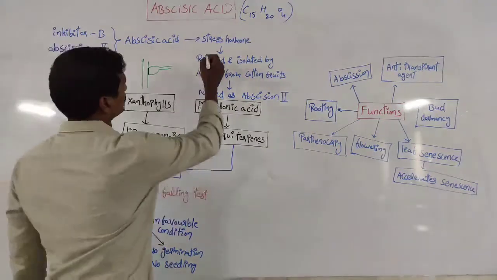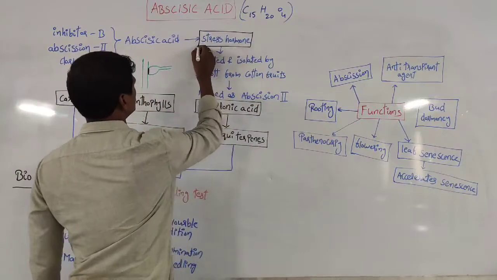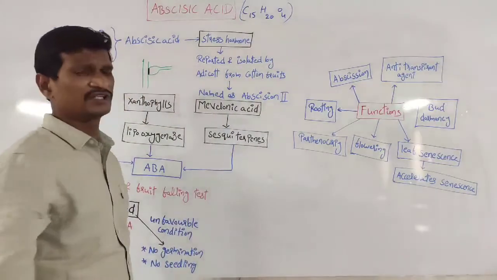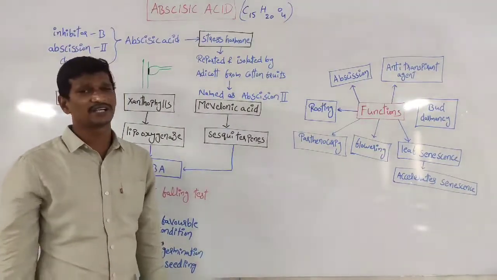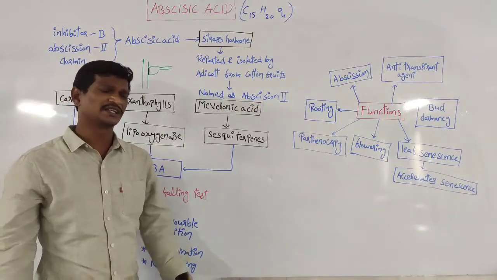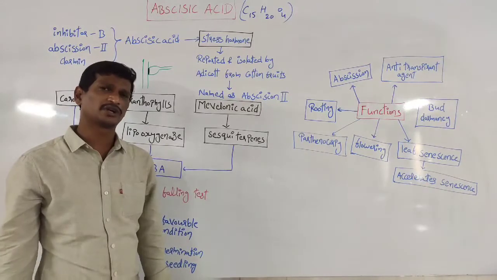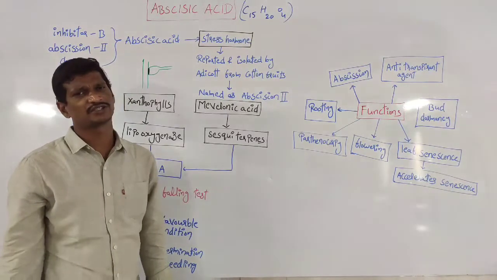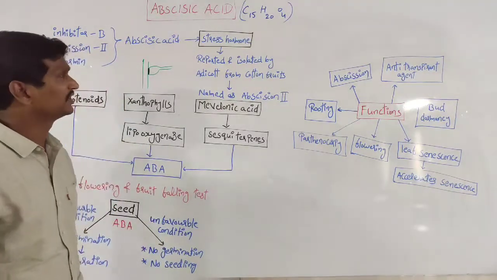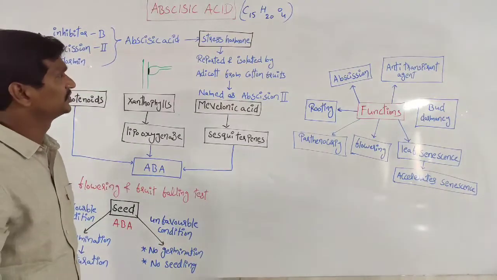And this is the stress hormone. When unfavorable conditions are there, at that time abscisic acid production takes place, with thickening of different plant parts, and the plants are protected from drought and other unfavorable conditions.